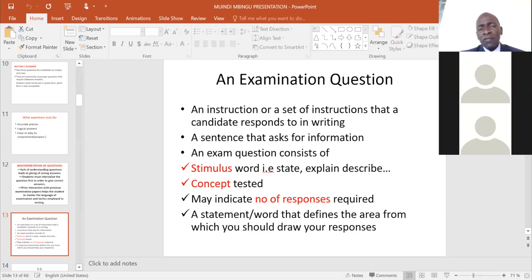Another component of a question is the concept that is being tested. Some of the questions also indicate the number of responses that are required. And lastly, some questions have a word or a phrase that defines the area from which you should draw your responses. Perhaps an example would be ideal at this point.